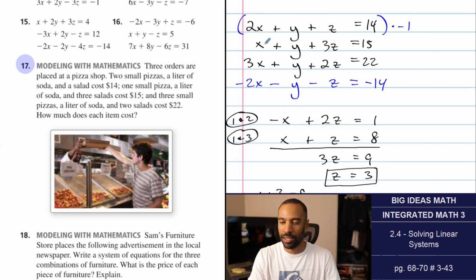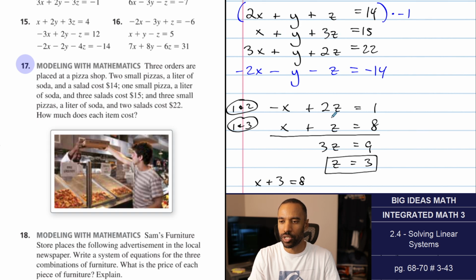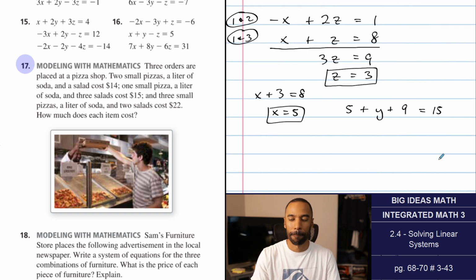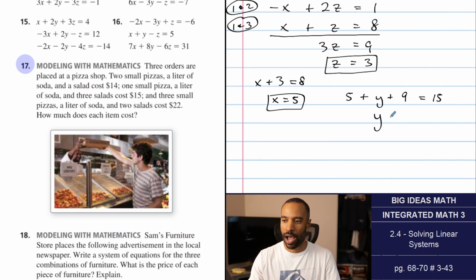And then y, maybe take this middle equation, x plus y plus 3z equals 15. Agreed? All right. So y plus 14 equals 15 and y equals 1. Now, as an ordered triple, this would be 5, 1, 3.